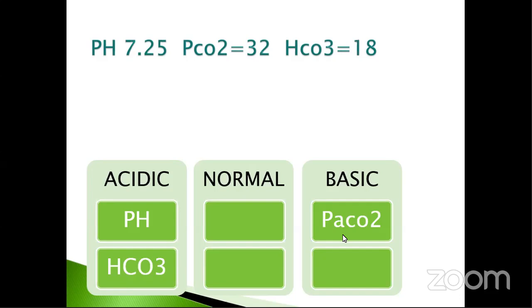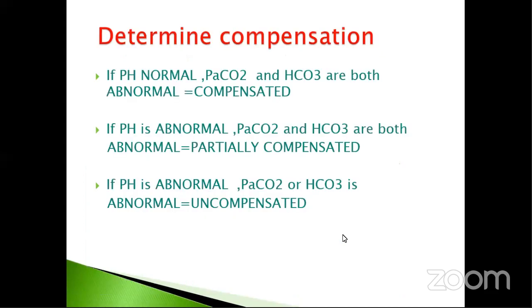Now we will discuss how to interpret the compensation at the bedside. So we are moving to the next slide. So how to determine the compensation. If in the ABG pH is normal, and PaCO2 and bicarbonate are both abnormal, this is a compensated state. If pH is abnormal and PaCO2 and bicarbonate are both abnormal, it's a partially compensated state. If pH is abnormal and only PaCO2 or bicarbonate is abnormal, it's an uncompensated state.